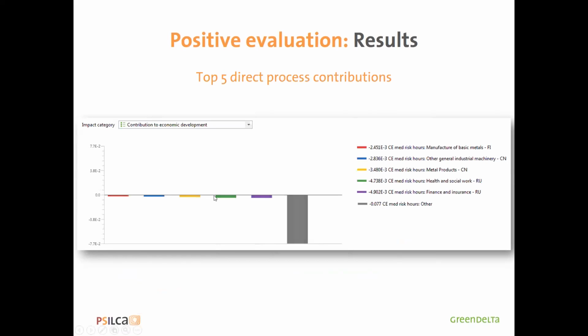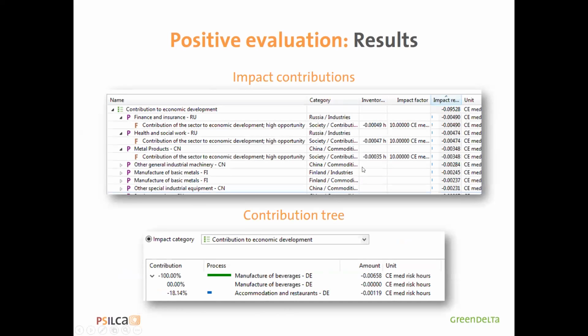There might be in the future indicators that could be assessed by risks and opportunities, and then of course we would see here negative impacts, meaning positive values, and positive impacts which are negative values. This is how the impact assessment or the impact contributions look like. So overall, the positive impact of the contribution to economic development is minus 0.095 medium risk hours. And these are the individual processes that contribute to this impact and the flows. So we see in this case there are always high opportunities regarding the sector, which is then measured in these amounts.